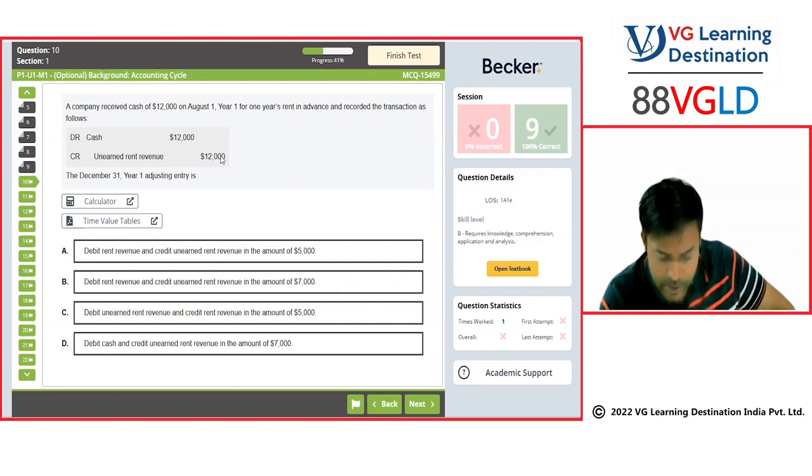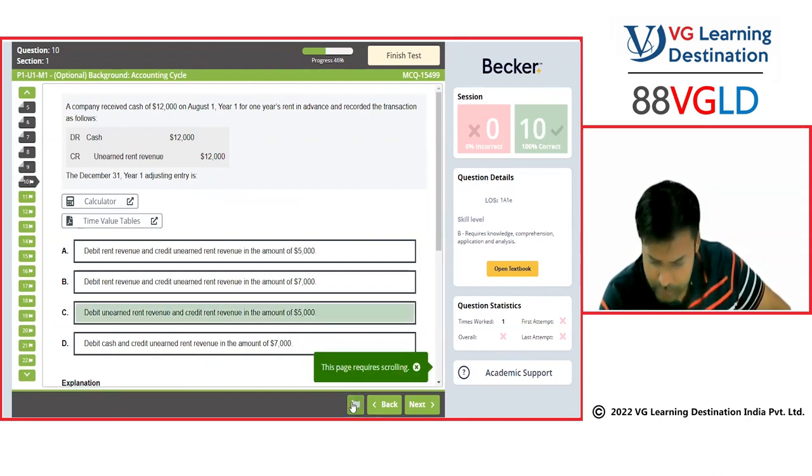A company received cash of 12,000, one year's rent in advance, and recorded the following transaction: cash and the earned revenue, debit this and credit the rent revenue. Correct. Similar point, but on the reverse side this time.